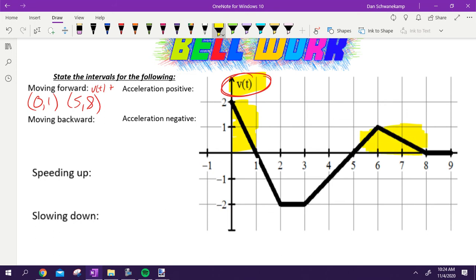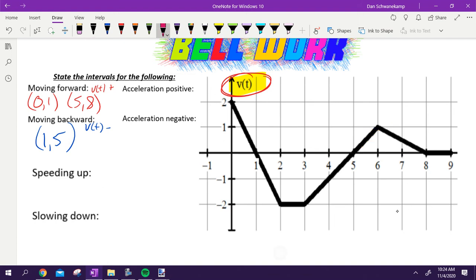Good. So obviously, if I'm moving backwards, what's going to be true about my velocity? Velocity is negative. Okay. So Jesse, when is my velocity going to be negative? 1 to 5. That's it. Good. Questions on moving forward, moving backwards. Velocity positive, velocity negative. That's not too bad. Let's do the next one.